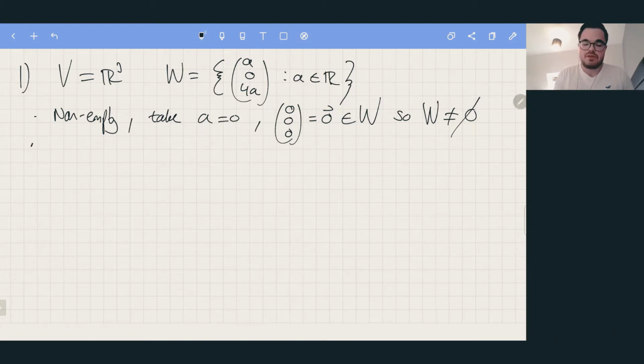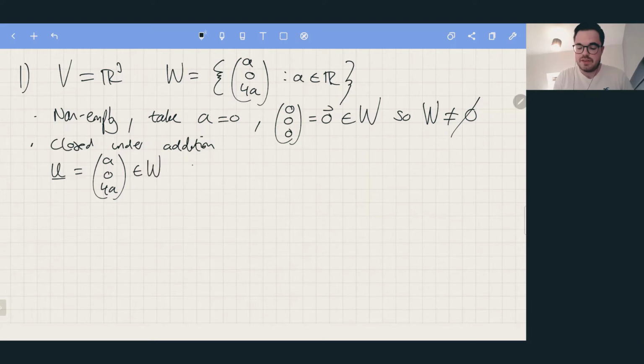Second criteria, closed under addition. In this case, we need to take two vectors from W. So we'll let U be in W. Let U equal (A, 0, 4A), and we'll say that's in W. And we'll let V be equal to, instead of A, we'll just use B. But B will still be a real number, so it's still the same form for B. And this will also be in W.